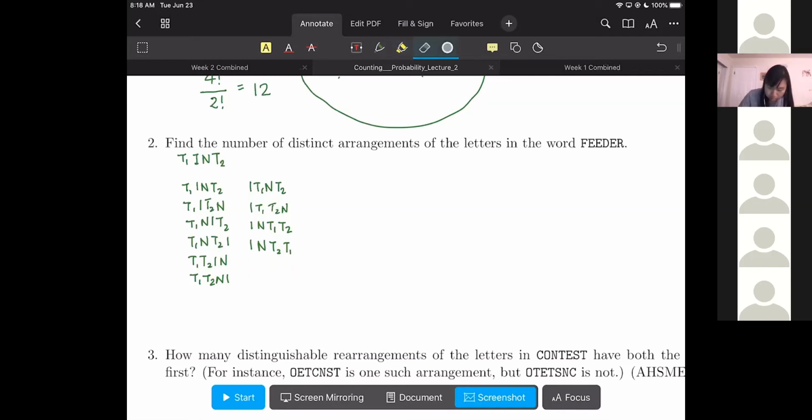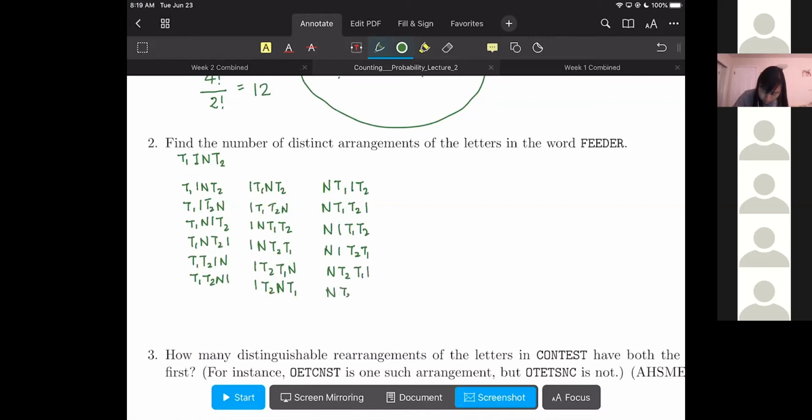Just trying to keep this in order. And then we'll list everything that starts with N. And then finally, I'll list everything that begins with T2.